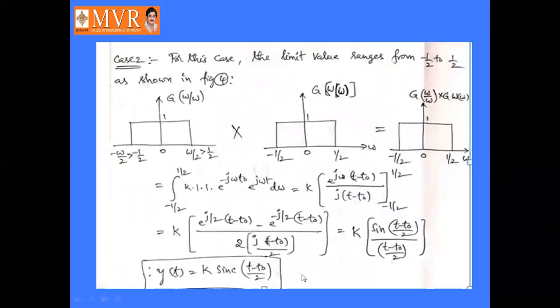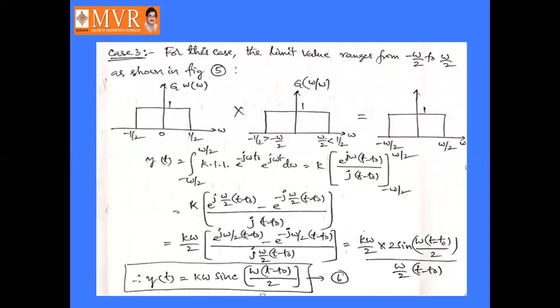Okay, case 2. Coming to case 2, the limit values range from minus 1 by 2 to plus 1 by 2, as shown in figure 4. Here g of omega by w: minus 1 by 2 is greater than minus omega by 2, and 1 by 2 is less than omega by 2, which is multiplied with g of omega w by omega, so the multiplication will give this diagram. So it will become the integral from minus 1 by 2 to 1 by 2 of k into 1 into 1 into e power minus j omega t naught into e power j omega t d omega. It is the same thing, so it is also sinc of t minus t naught by 2.